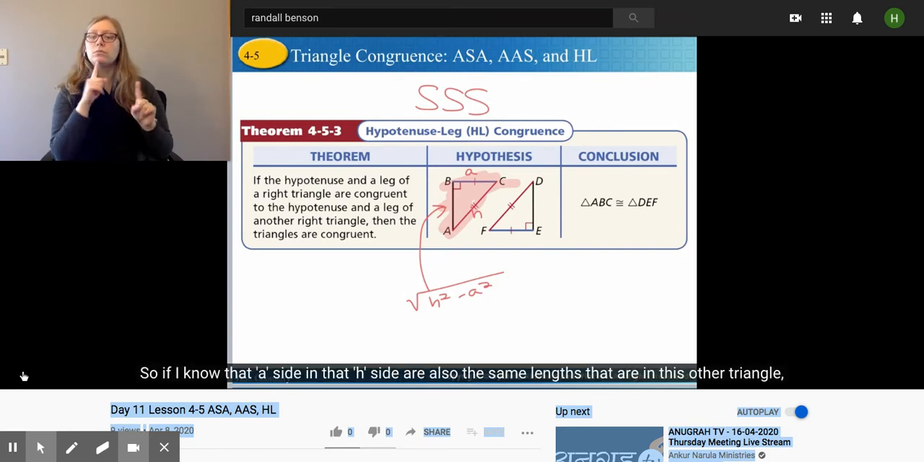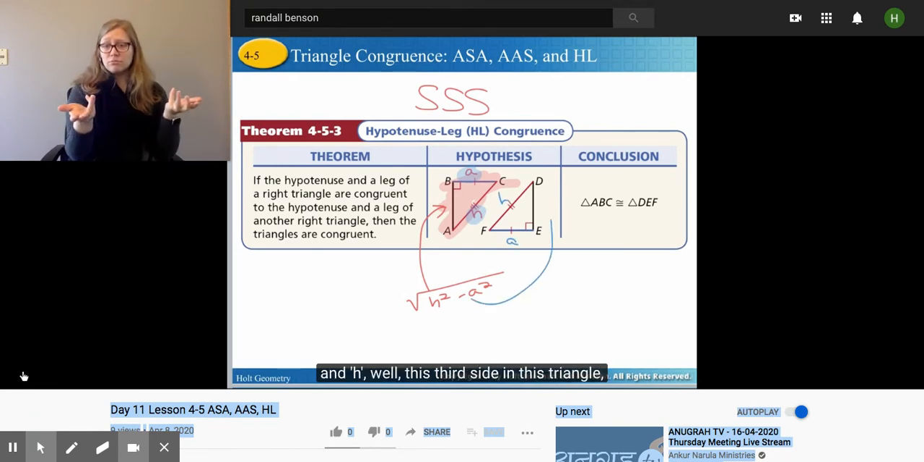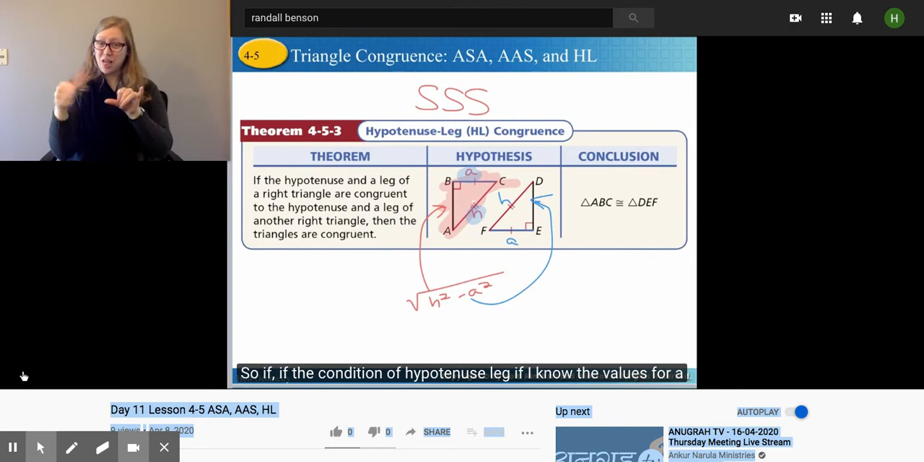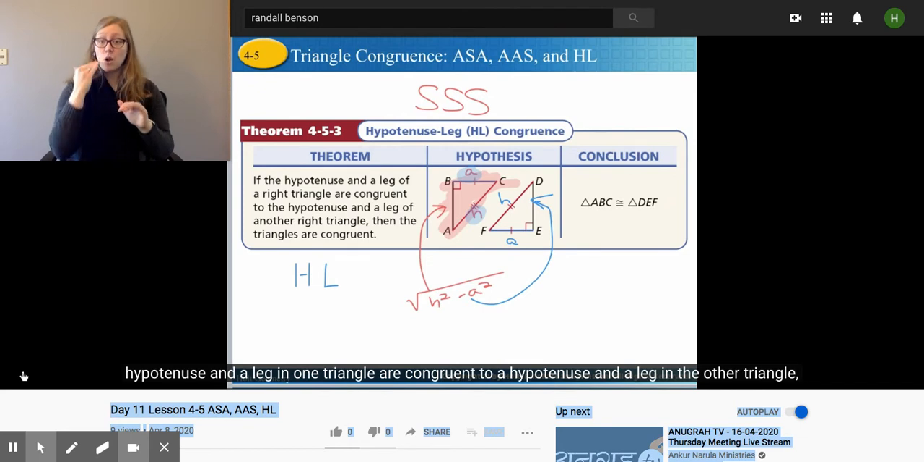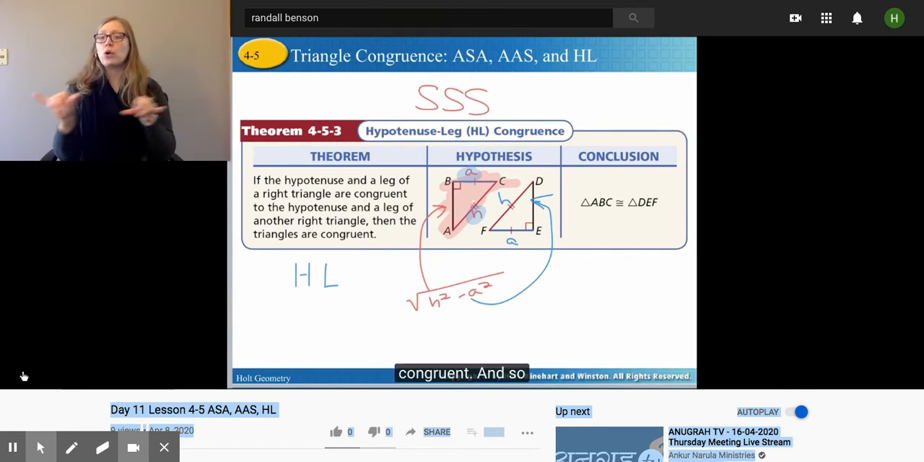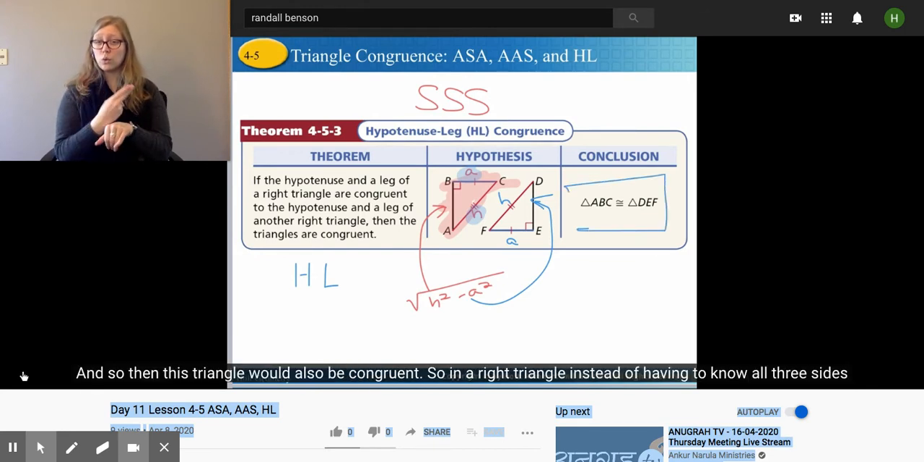So if I know that a side and that h side are also the same lengths as in this other triangle, so here I have a and h, well, this third side, this other leg, is also going to be that same length. So if the hypotenuse and a leg in one triangle are congruent to a hypotenuse and a leg in the other triangle, then I know that third side is also congruent. And we've already shown that side-side-side is a postulate we use to show triangles are congruent, so this triangle would also be congruent.